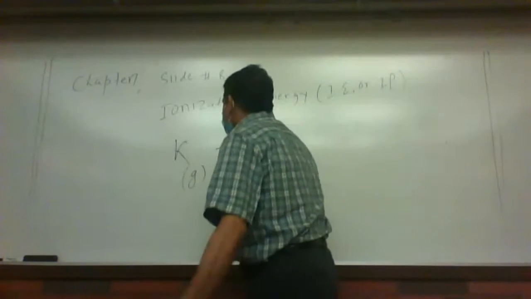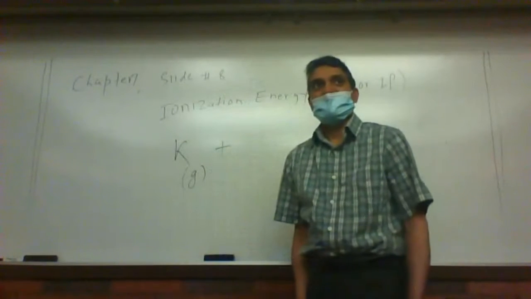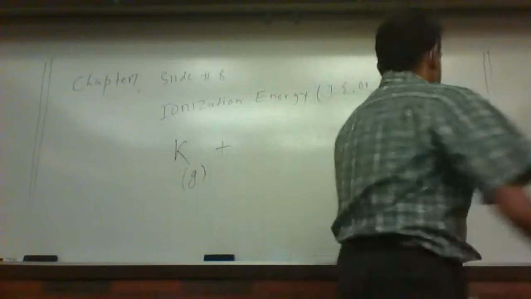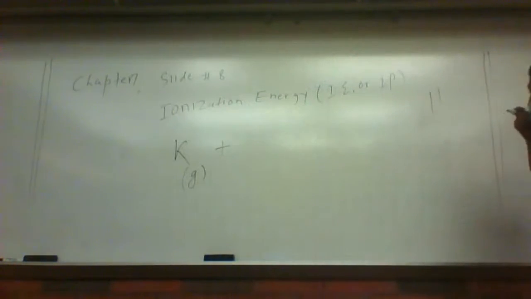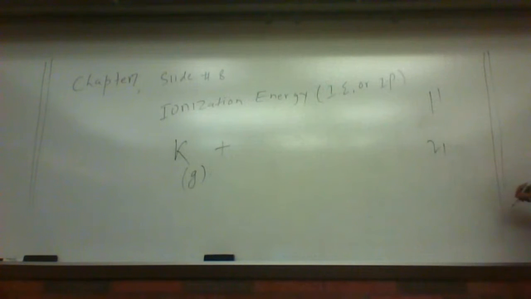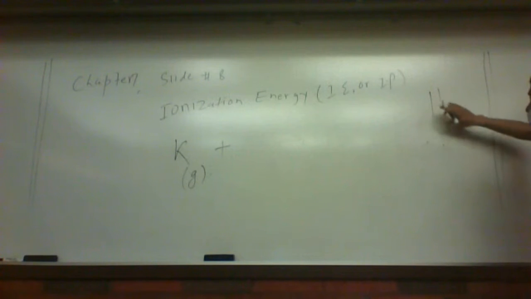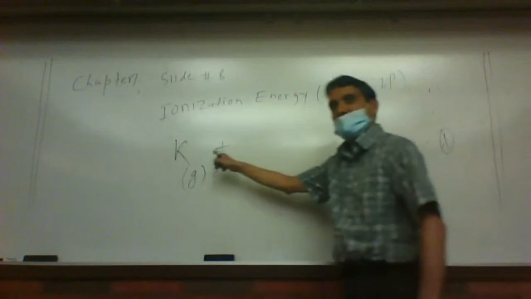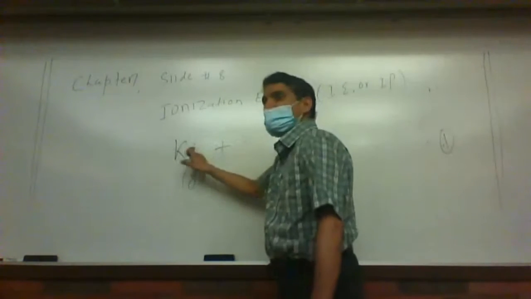How many electrons are in the outermost orbit of potassium? There is one, right? Potassium is a group 1 element. If you look at the electronic configuration, whatever is in group 1, there is only one electron in the outermost orbit of potassium, because it's a group 1 element.